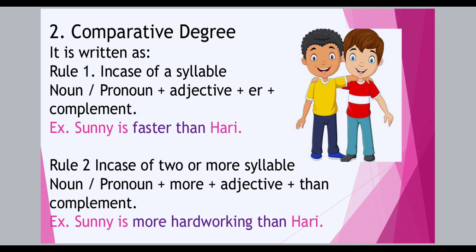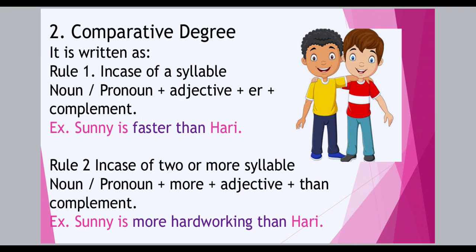She is smarter than her brother. So faster, you have added er. Smarter, er you have added. This is the first rule, wherever it is a case of a single syllabic word. But when there are two or more syllabic words, then you use more and than also. You should be having more also, and you will be having than also. Example, Sunny is more hardworking than Hari. This is the second way of writing the comparative sentence.